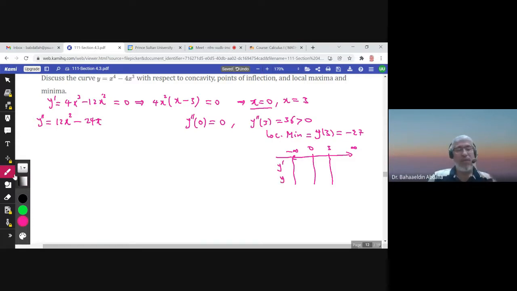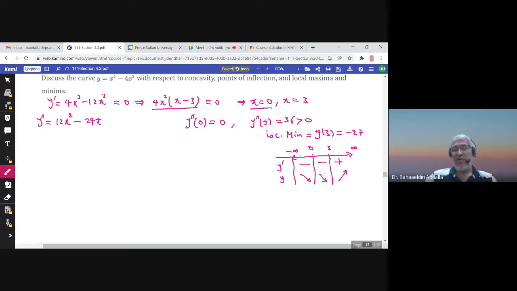So y prime has degree 3. I look here. This is also y prime. It has the same signs as y prime. So if I choose a number greater than 3, like 4, then 4 minus 3, times 4 squared, is positive. Now 3 is a zero of multiplicity 1, so I'll have negative here, but 0 is a zero of multiplicity 2, so the sign does not change around 0. So here the function is decreasing and here the function is increasing.